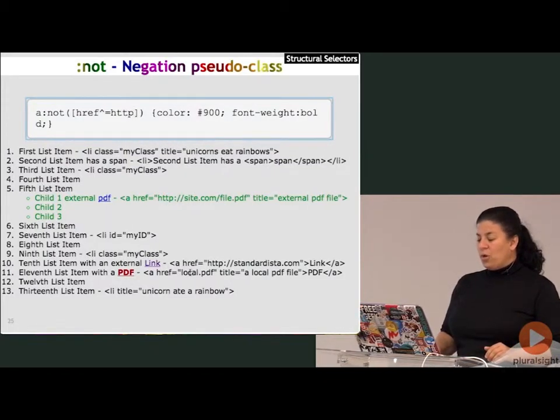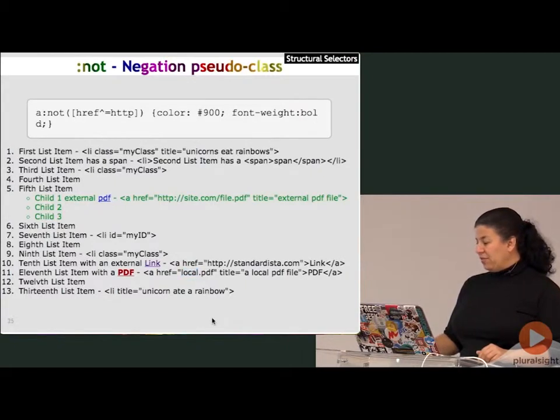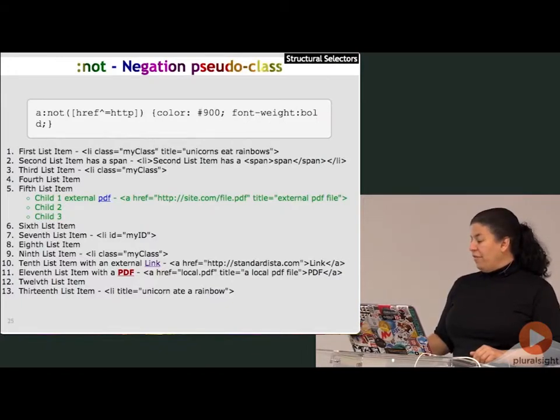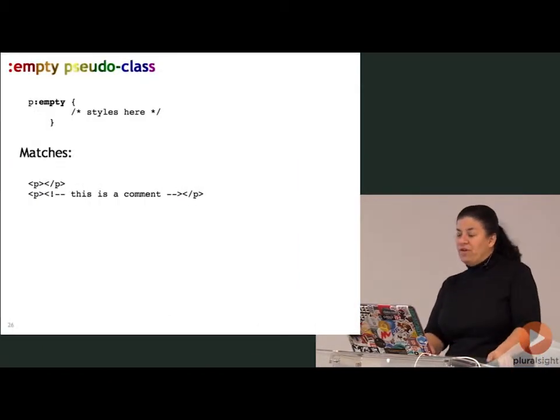So this is a local one, and that's the only one matched. Does that make sense? If you want to play with it for 30 seconds, feel free, but I'm going to move on. We have the empty pseudo class, which I'm still trying to find a purpose for.